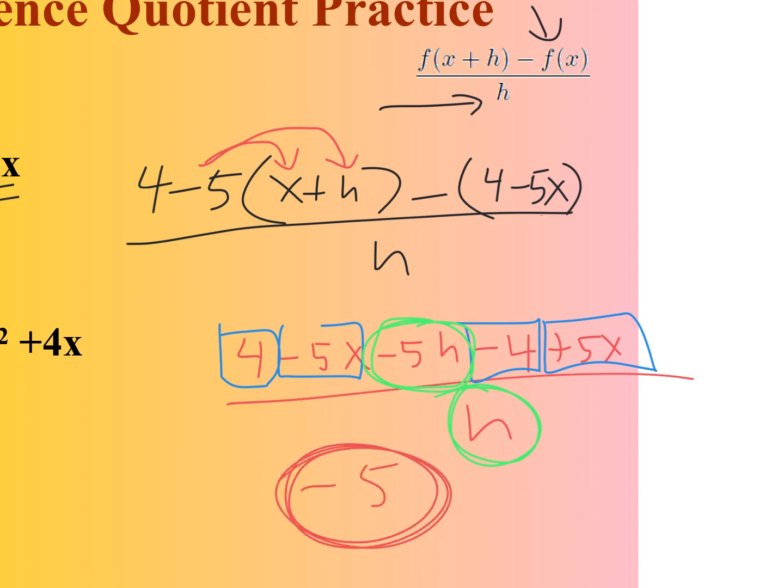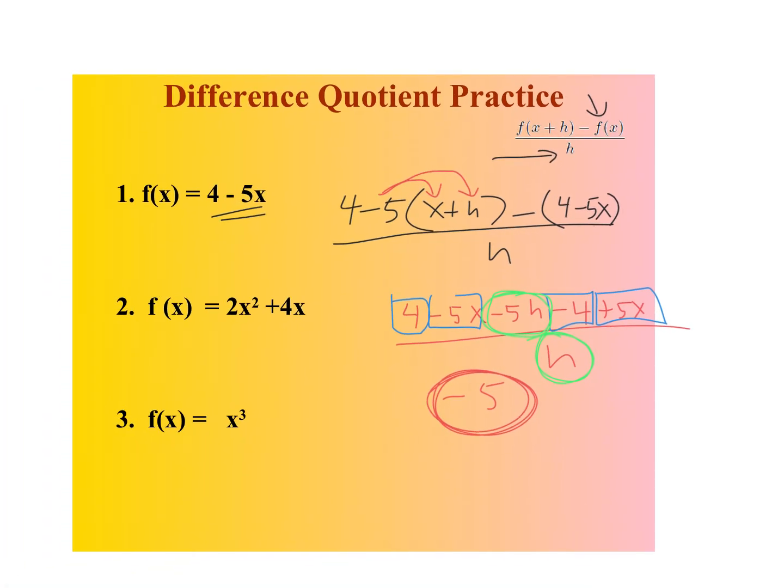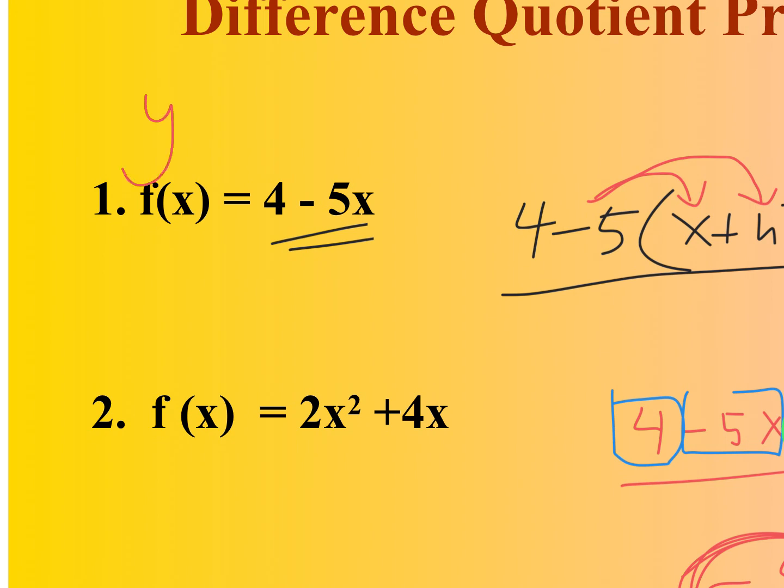Now, some of you aren't going to care about this little extension, but some of you will. If I had just said y was equal to negative 5x plus 4, do you get that I just found the slope of that line?